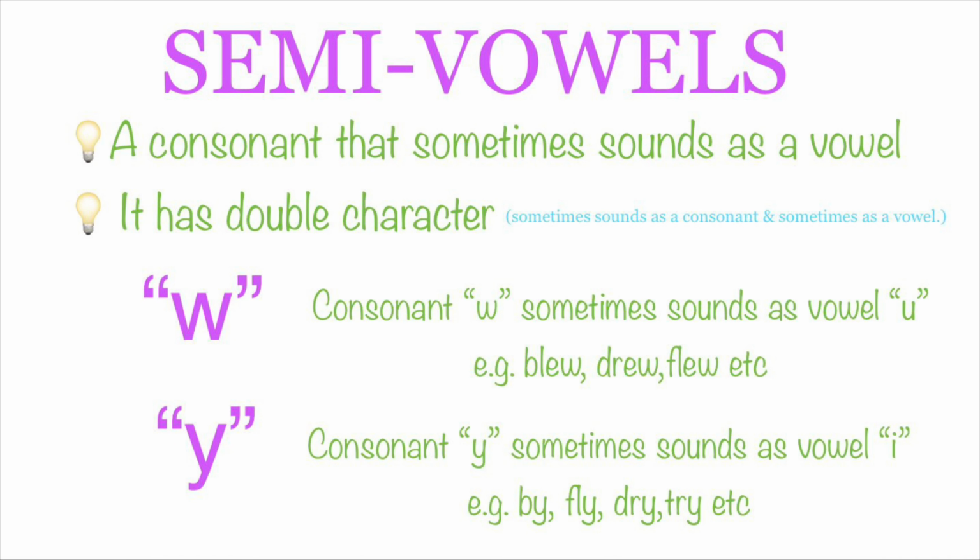A semi-vowel is a consonant that sometimes sounds as a vowel. It has double character. Sometimes it sounds as a consonant and sometimes as a vowel. Semi-vowels are W and Y.